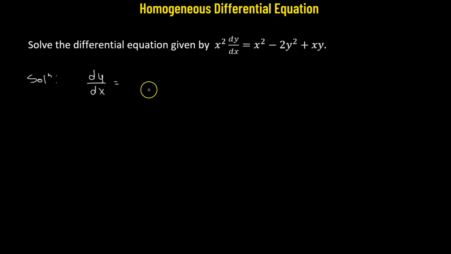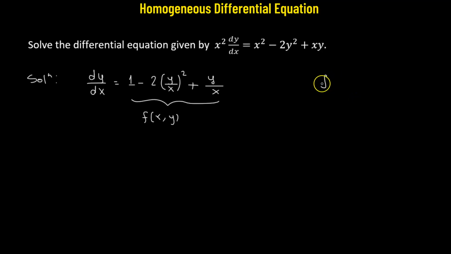So our first term will become x squared over x squared, so that's 1. Minus 2 times y squared over x squared. We can rewrite it as y over x whole squared, plus xy divided by x squared, so this will become y over x. So this is our function which can be expressed as the function f(x, y).